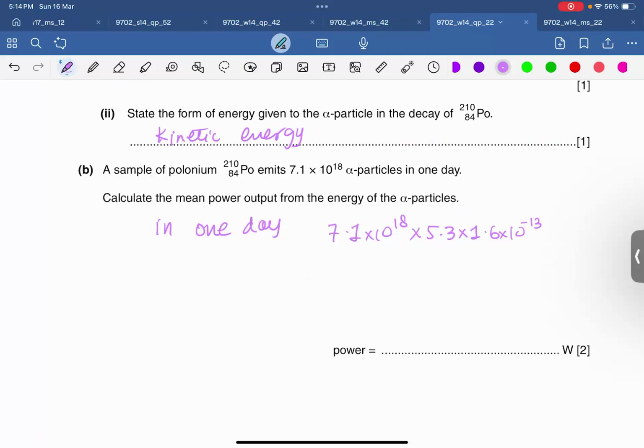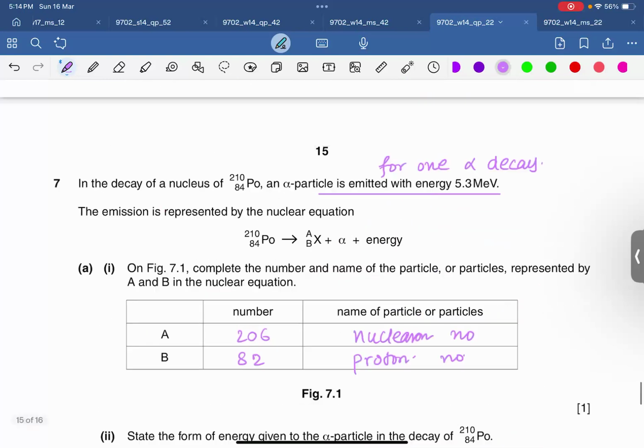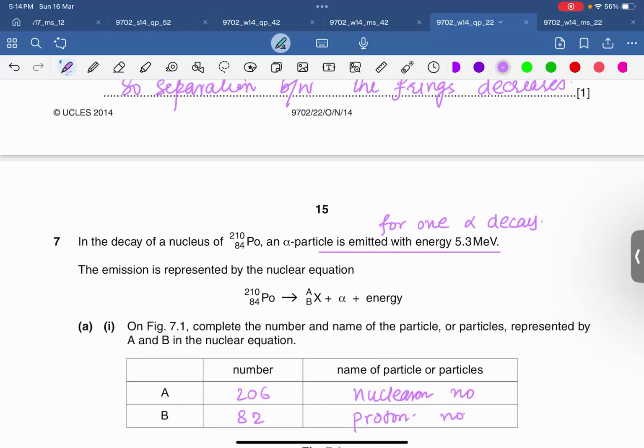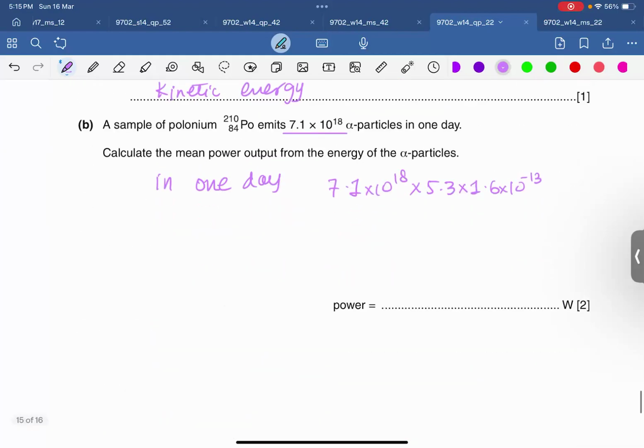What I'm saying is that within one day we have this many alpha particles, right? And we know that for one alpha particle, 5.3 mega electron volts of energy is generated when one alpha particle is produced or decayed. So you just multiply the two to get the total energy generated in one day by all the alpha particles from the decay, right? And you have to divide that by time. The time for one day would be 24 hours times 60 minutes times 60 seconds.